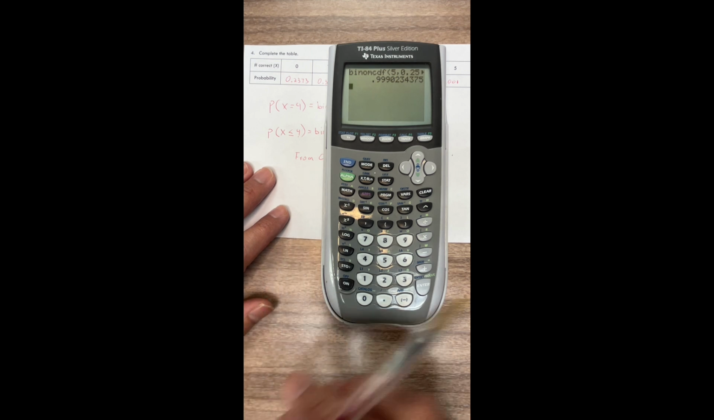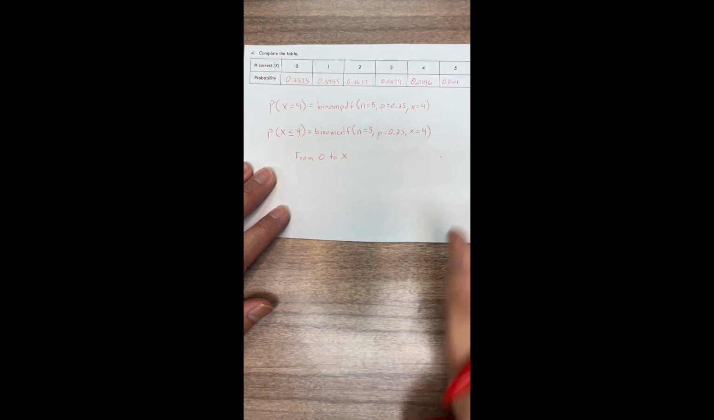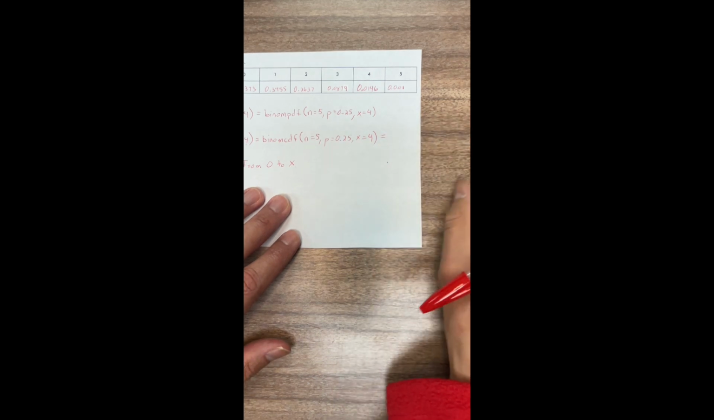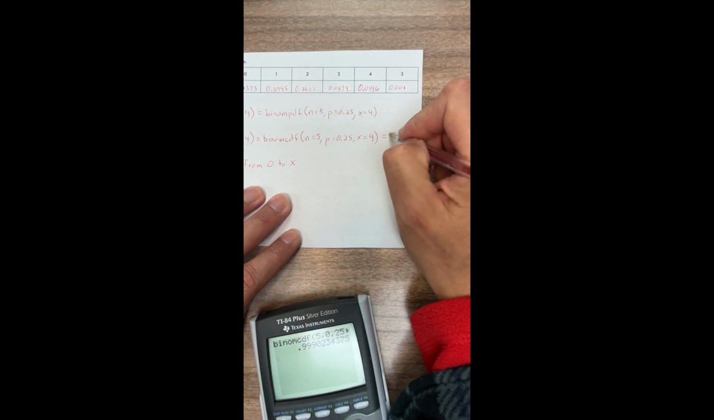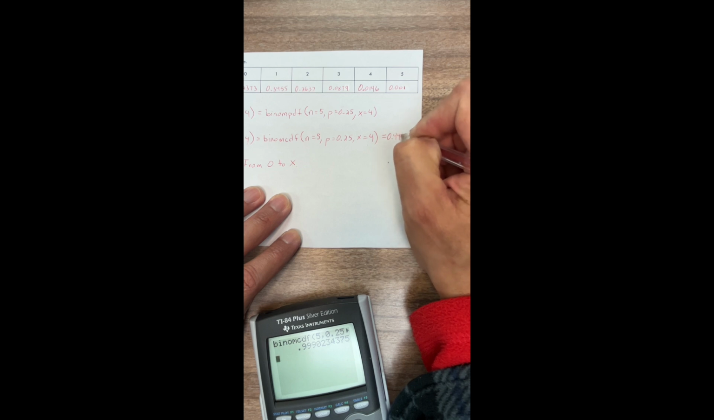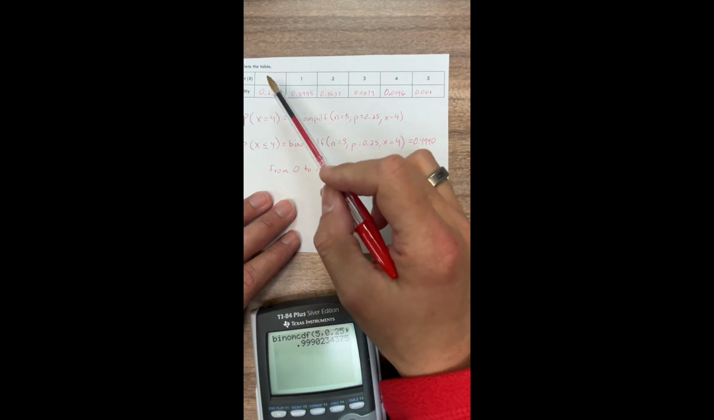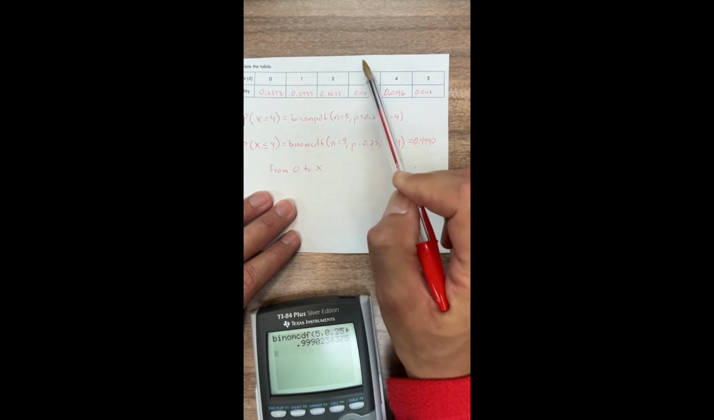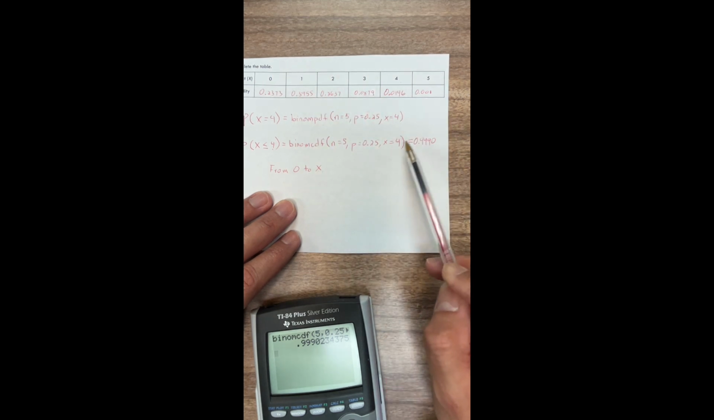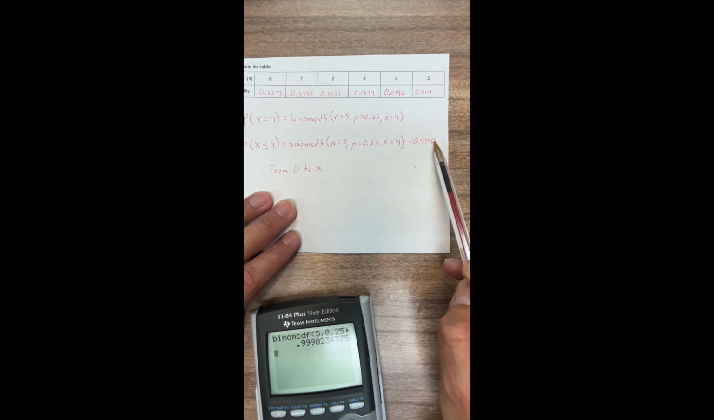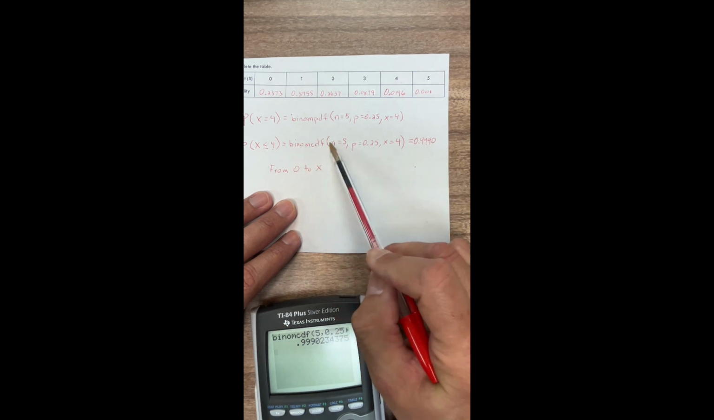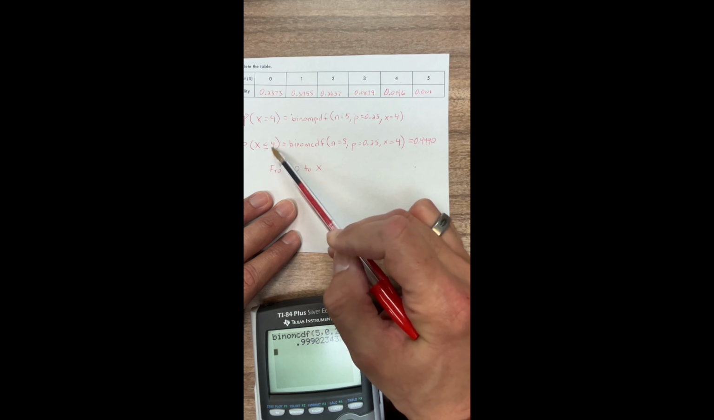And the probability will be 0.9990. I'm just going to put equals right here. It's going to equal 0.999. So the probability from 0 to 4, a 0 or a 1 or a 2 or a 3 or a 4, will be 0.9990.